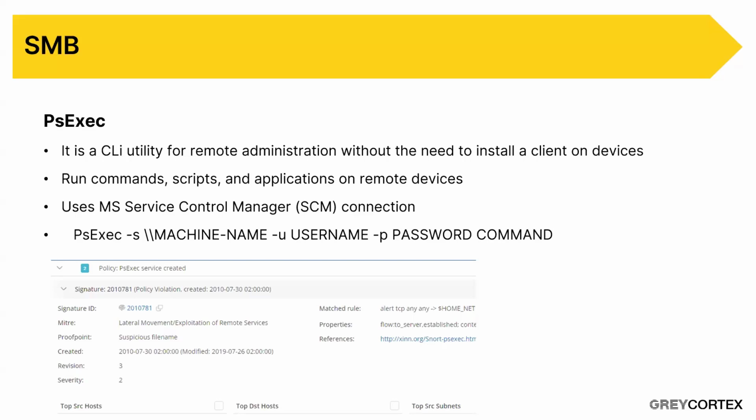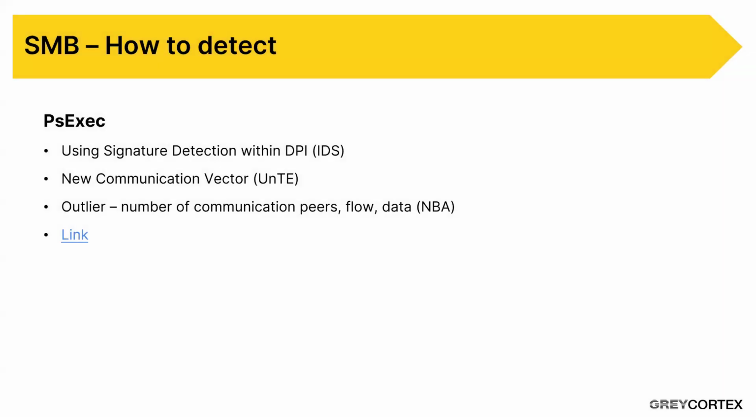If we are going to check what we can see with it, for example, when it's detected in the network, we use the same detection mechanisms like the intrusion detection, universal tagging engine, and the NBA, of course, because only the combination of these ones can lower the number of false positives.